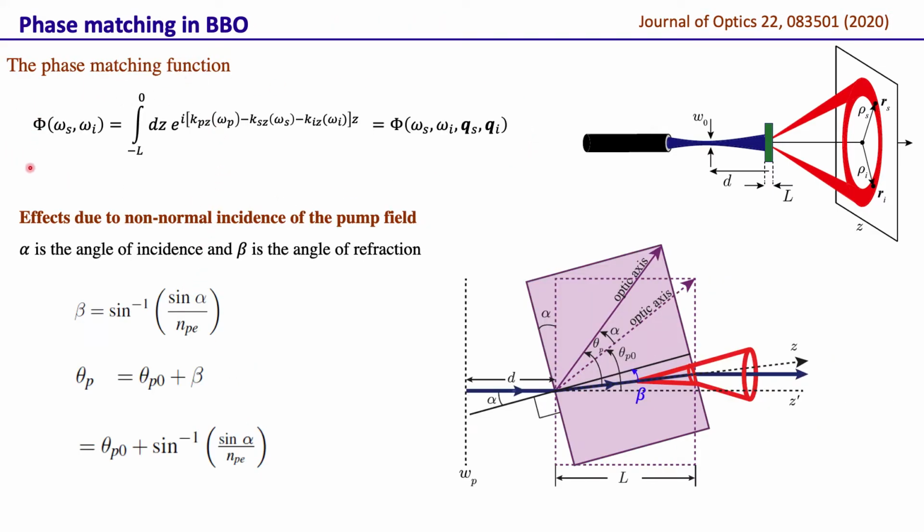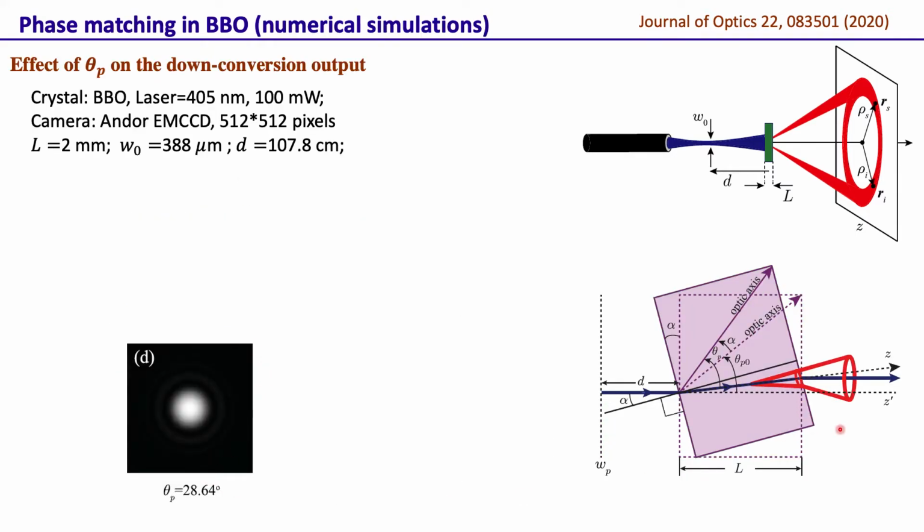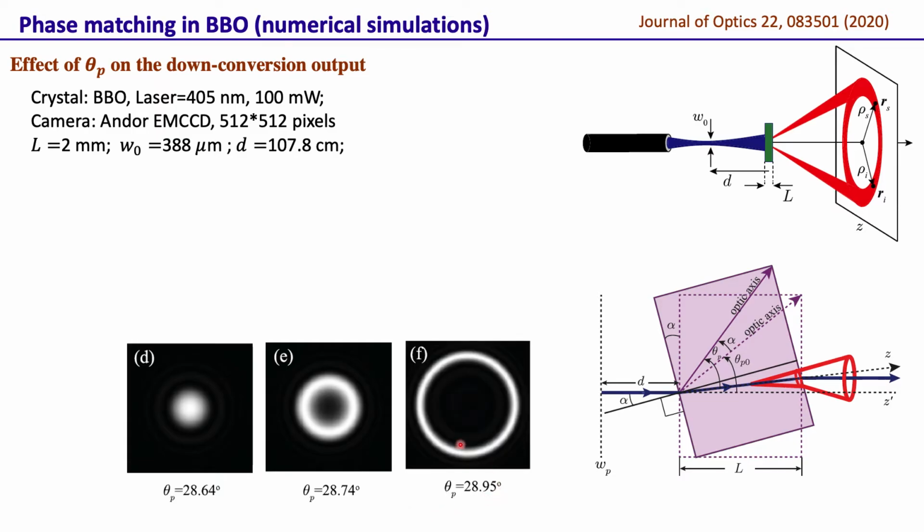this equation. We are just evaluating this equation with all these big expressions. So when theta p, that is the angle between the optic axis and the pump direction, is 28.64, this is what we see at some point on the screen along z. So this is just a blob. If we increase theta p to 28.74 degrees, then we see this blob turning into a ring. If we increase it further, then it becomes an even bigger ring.